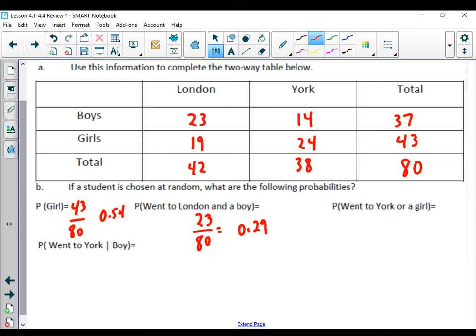The next one is an or situation. So the probability they went to York, so that would be 38, first of all, total people. Or they were a girl, so that was 43. But I'm going to take away from that the girls who went to York, which was 24. And once I'm done doing that, that should all be out of 80. So 38 plus 43 minus 24, that gives me 57 out of 80. Or 0.71.